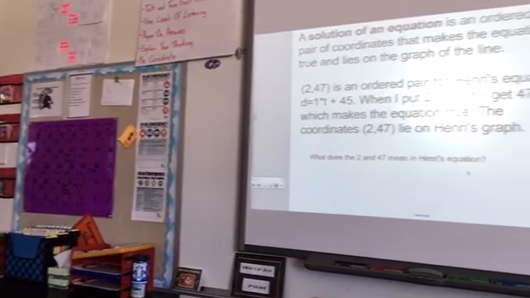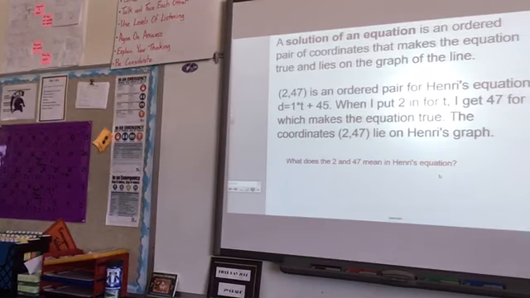A solution of an equation is an ordered pair of coordinates that makes the equation true.